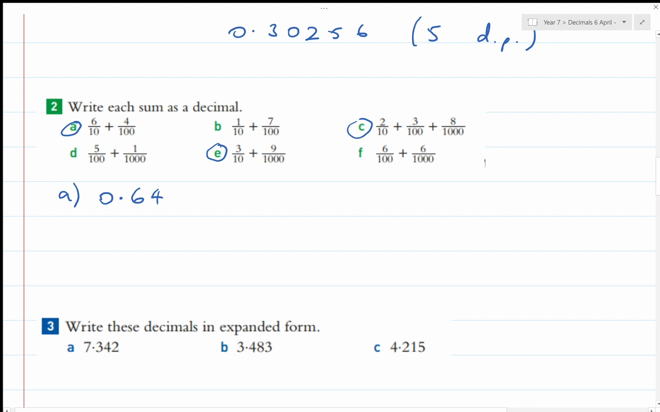Finished. C. Is the first one 1/10? Yes, it is. So it's 0.2. Remember, this one here would be units. There's no units there. There's 2/10 first. And then I just look from here to here. Do I add 1 0? Yes. From here to here, do I add 1 0? Yes. So there's no skipped places.